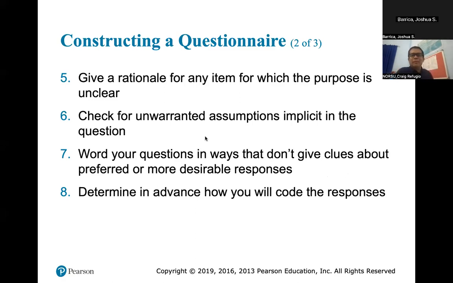Number six, check for unwarranted assumptions implicit in the question. So there might be a case that you assume that it's understandable. You might assume the scale is well-defined. So you must have a well-defined definition of the variable, the scale, and you are not going to assume that everyone is able to understand that. So have an expert to validate what you have written in the questionnaire. When you say excellent, define what is excellent based on your study. Define what is very good in your study so that everyone will have the same understanding. Do not assume that everyone has the same understanding about the scales that you use.